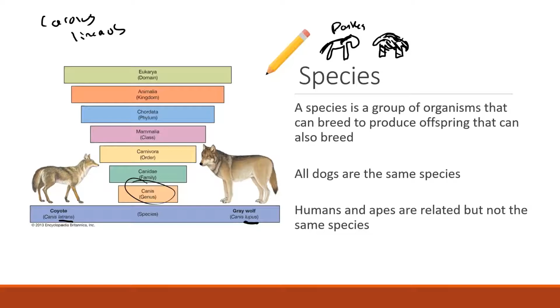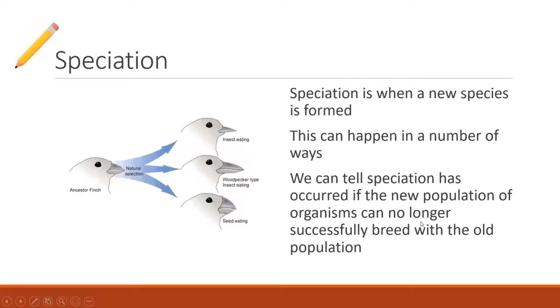So let's go with, well, what is speciation then? Speciation is when a new species is formed. This can happen in a number of ways, and we're going to talk about one of those ways shortly. We can tell speciation occurred if new populations of organisms can no longer successfully breed with old populations.